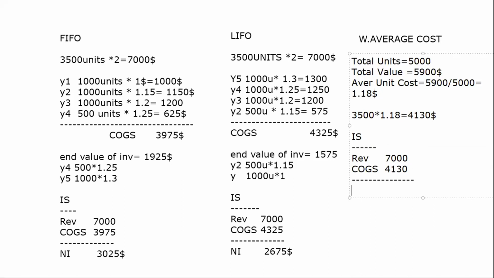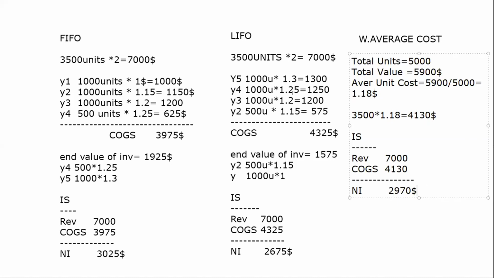And net profit is equal to 2,970, if I'm not mistaken. If there is a mistake, correct me, please. Okay, this is how the net income derives.